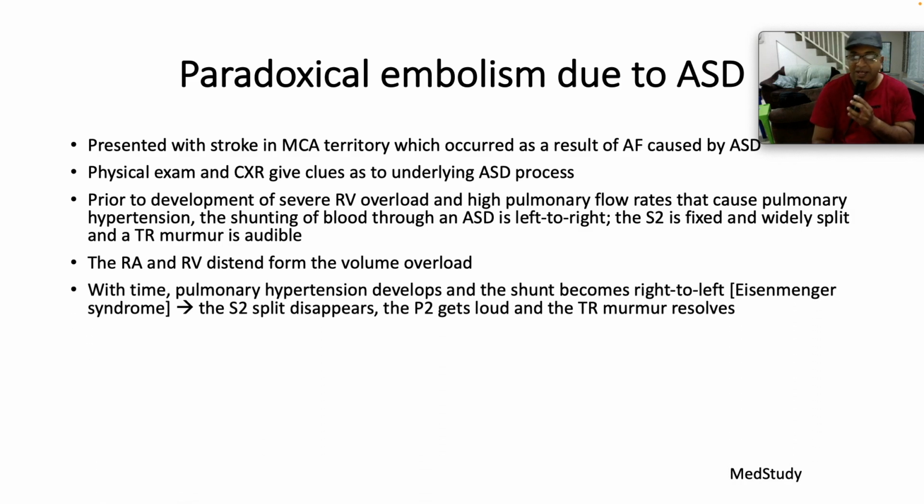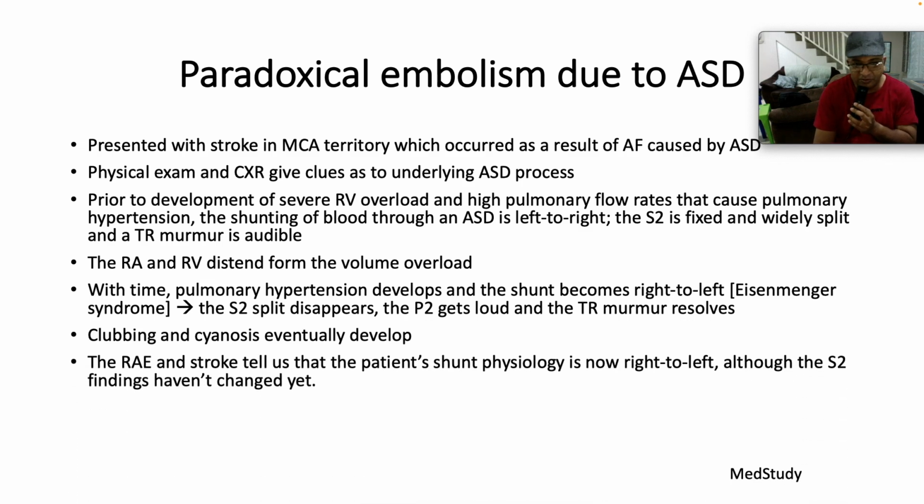And with time, pulmonary hypertension is going to develop, and that left to right shunt now becomes reversed to a right to left shunt, something we call Eisenmenger syndrome. Right? With Eisenmenger syndrome, the S2 split disappears. The pulmonary component of the second heart sound, the P2, gets louder, and the murmur of tricuspid regurgitation resolves. And eventually, clubbing and cyanosis will develop.